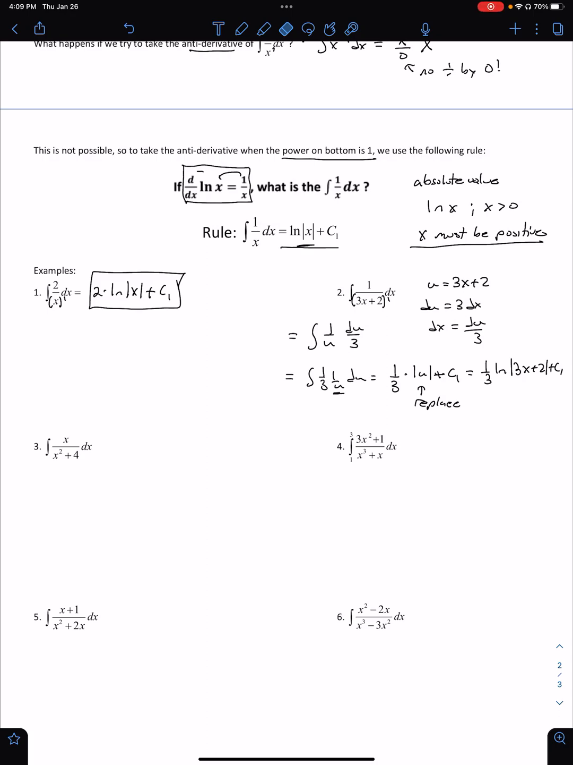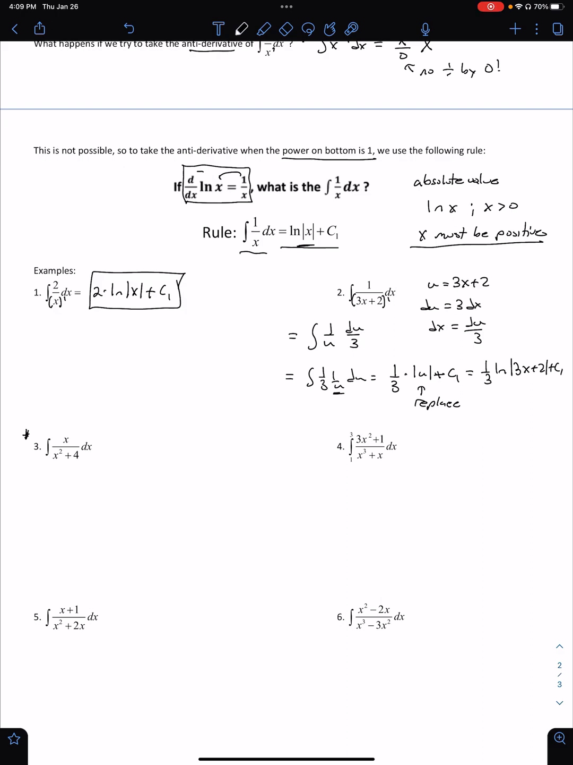Welcome back. We're going to continue our discussion today on the antiderivative that gives us natural log of x. That was the antiderivative of 1 over x. If we take a look at example number 3 here, we're going to use u substitution.